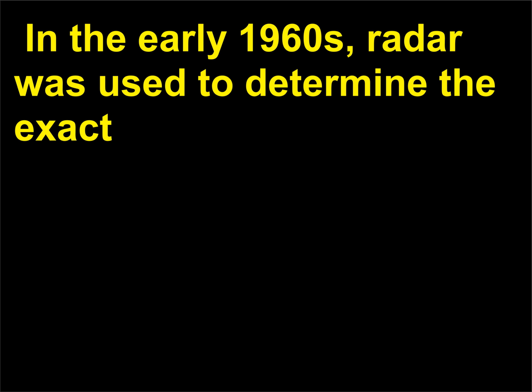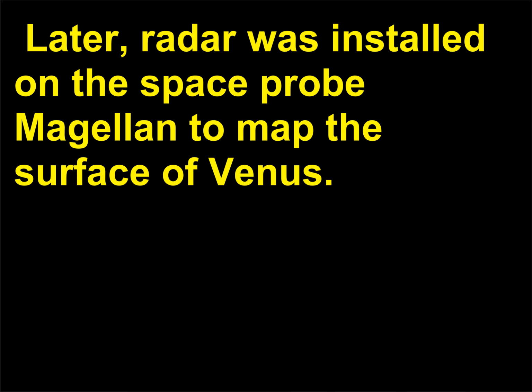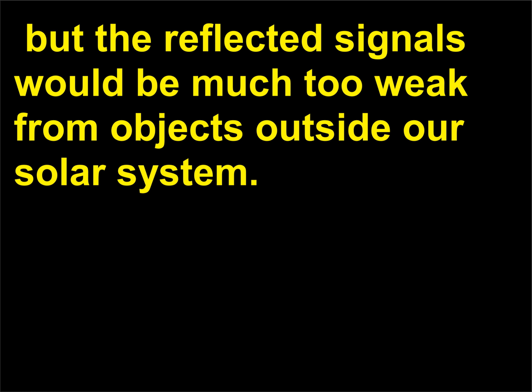In the early 1960s, radar was used to determine the exact distance between Earth and Venus and Earth and Jupiter. Later, radar was installed on the space probe Magellan to map the surface of Venus. Radar astronomy has been beneficial in determining distances in our own solar system. But the reflected signals would be much too weak from objects outside our solar system.